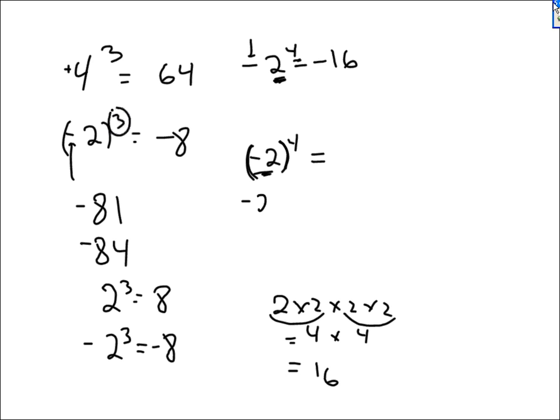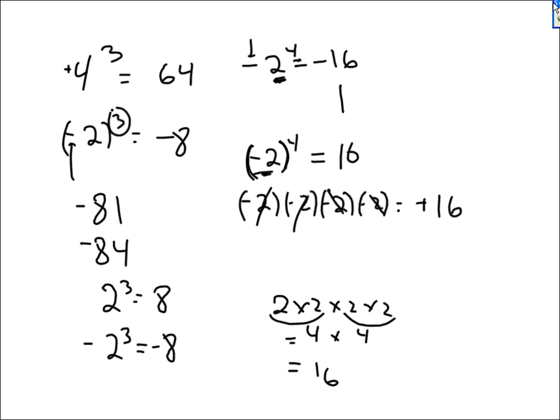This means negative 2 is being multiplied 4 times. Negative signs, namely 4 of them, the answer is positive. 2 times 2 is 4, times another 2 is 8, times 2 is 16. They're not the same answer.